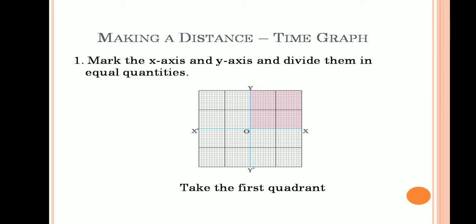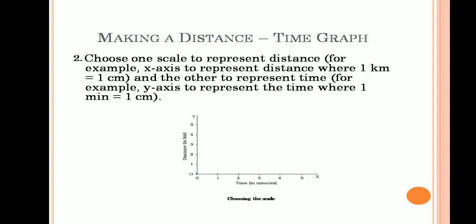First, we have to mark the x-axis and y-axis and divide them in equal quantities. Now, we are going to take the first quadrant alone. Choose one scale to represent distance, for example, x-axis to represent distance, where 1 kilometer is equal to 1 centimeter, and the other to represent time, for example, y-axis to represent the time, where 1 minute equals 1 centimeter.